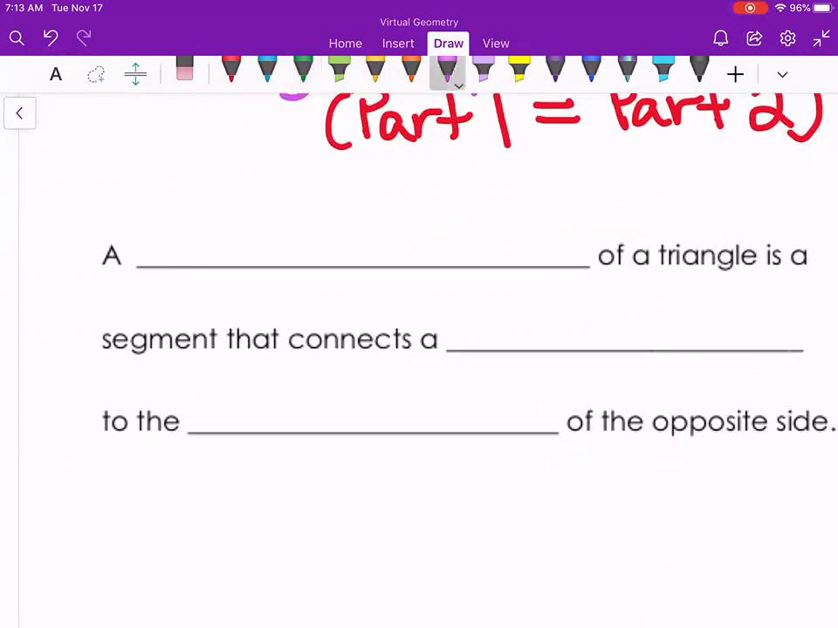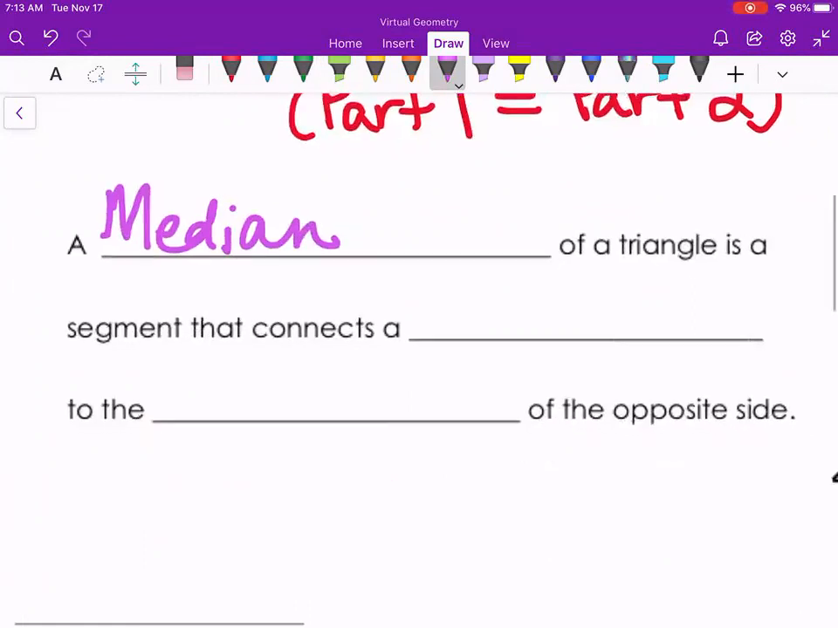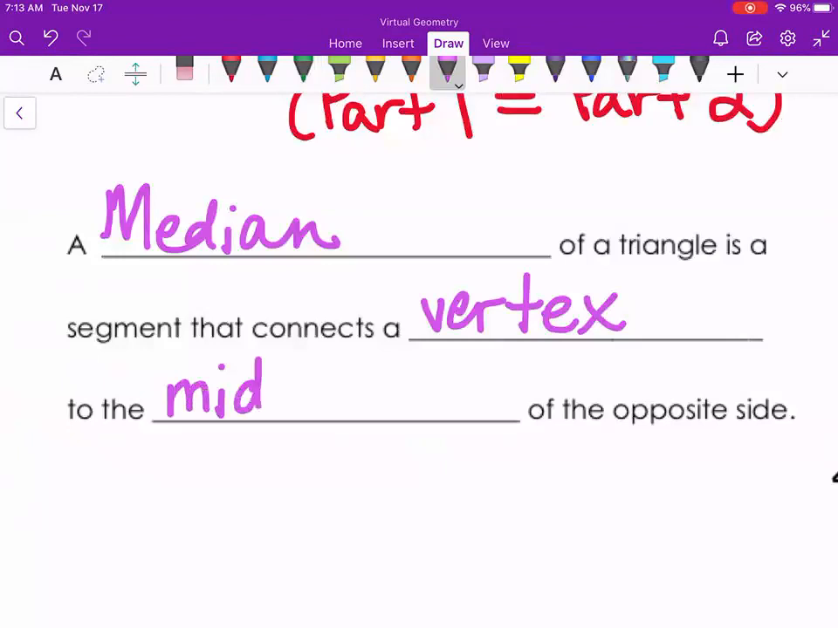So when we talk about specifically a median of a triangle, it is a segment that connects a vertex, so one of the vertices of the triangle or one of the corners, to the midpoint of the opposite side. So these segments have to start at a corner and go all the way across the triangle to the middle of a side.